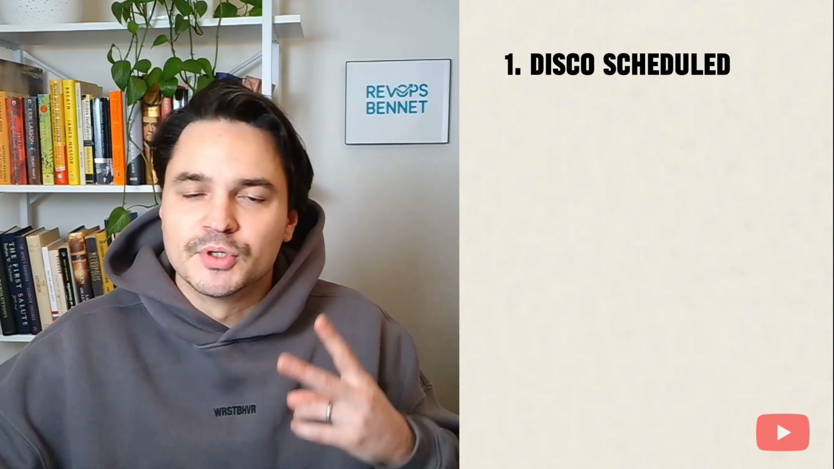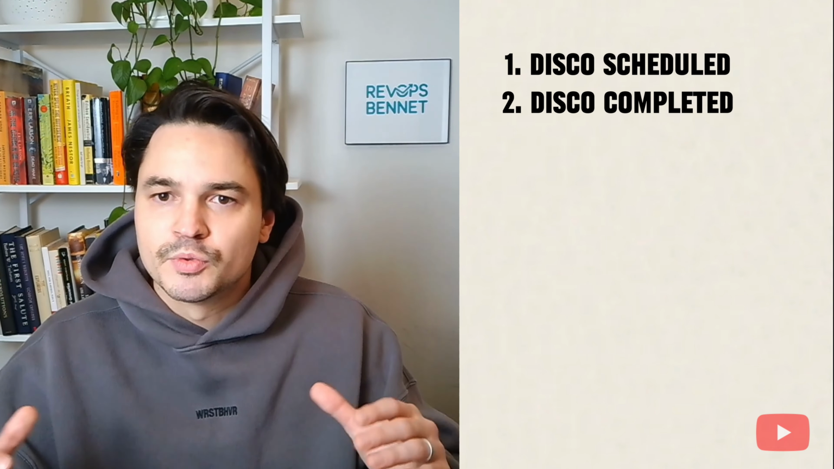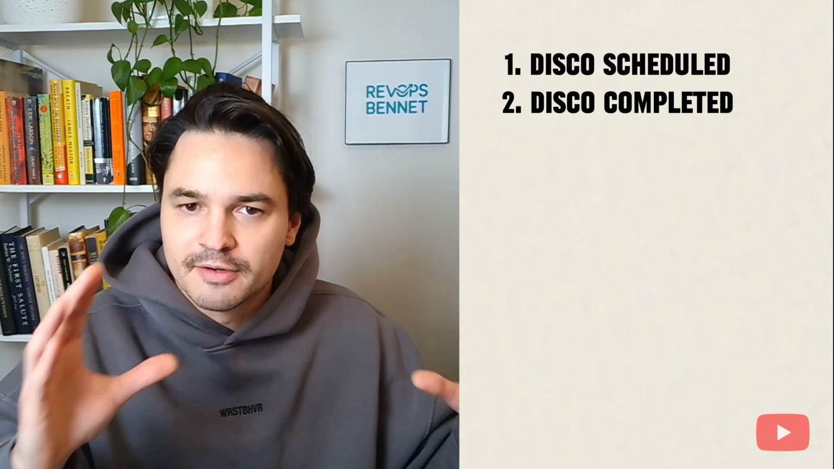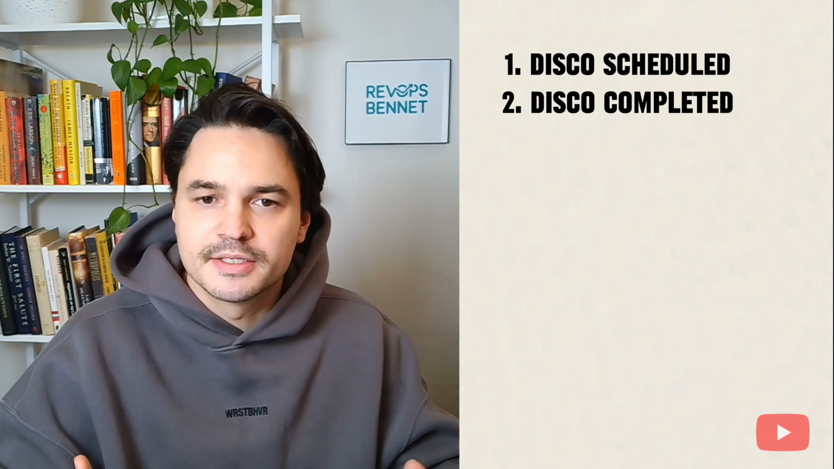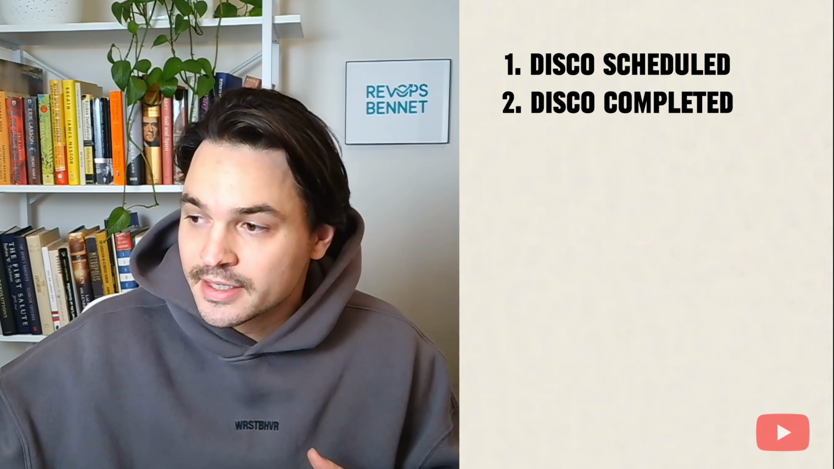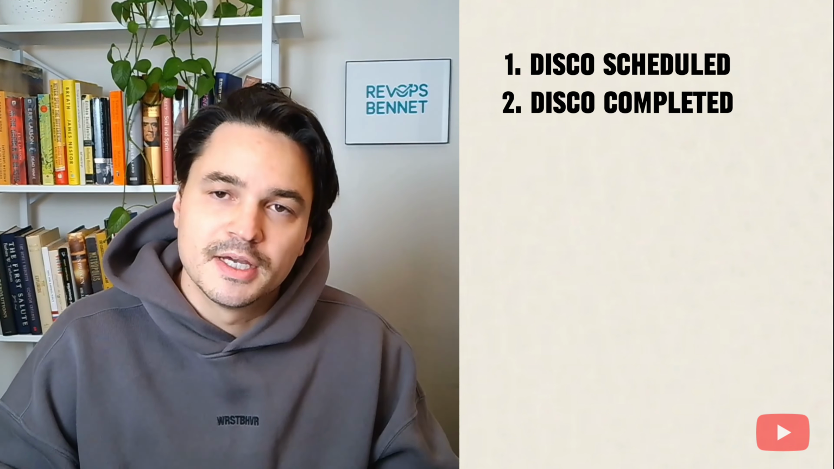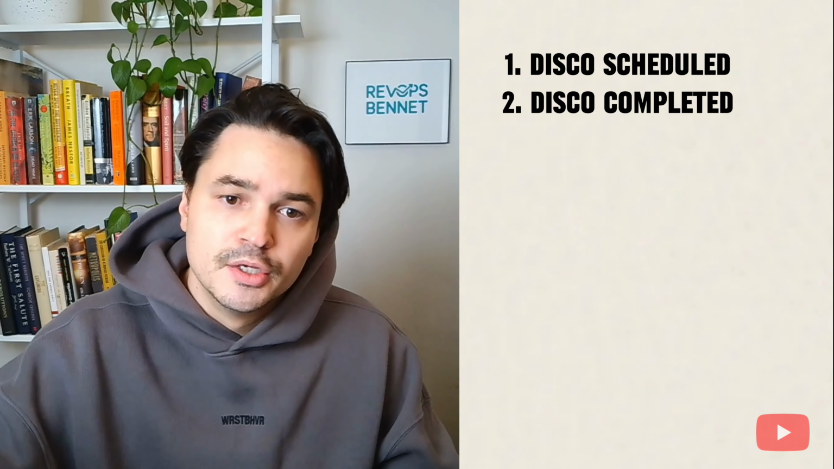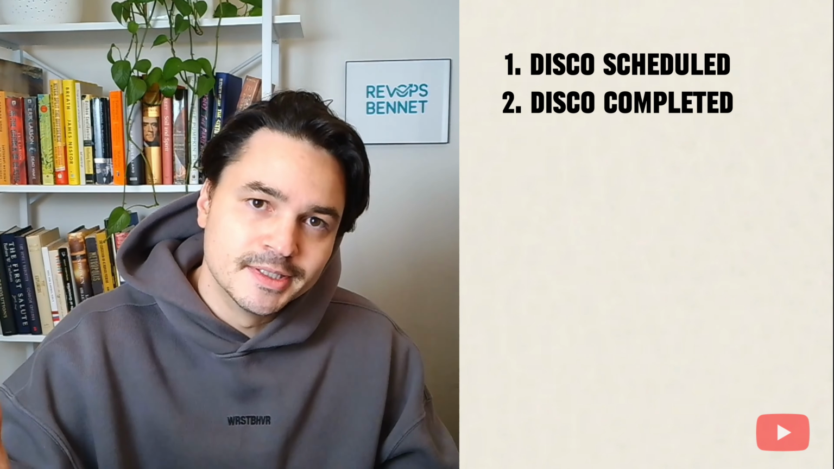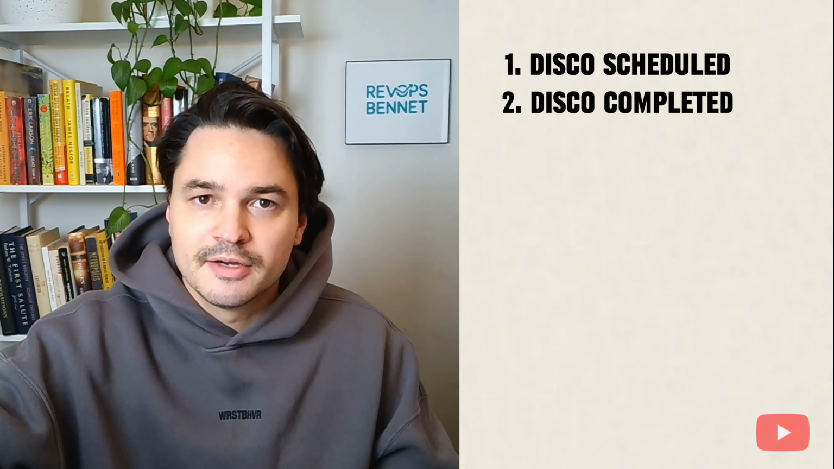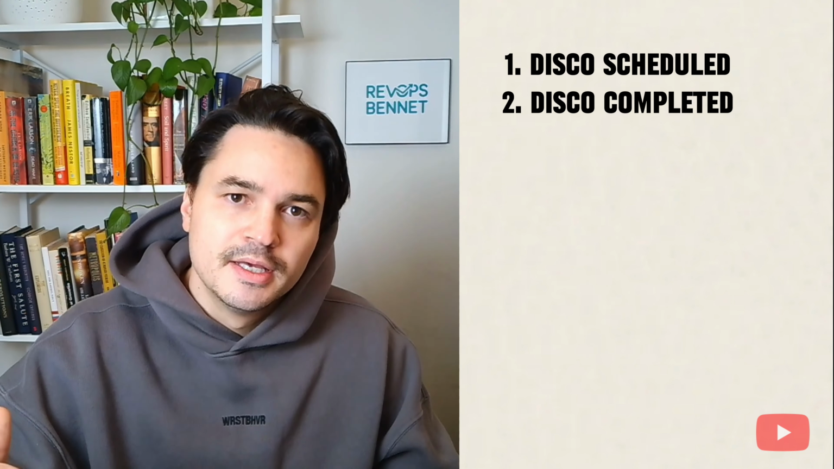First, what I'm going to do is break out discovery in our standard stages into two stages. Number one, discovery scheduled, and number two, discovery completed. So we're not just going to have one stage for overall discovery. We're going to make it very clear to account executives that when the BDR schedules a discovery call, that's stage number one, discovery scheduled. And as soon as that discovery has been held, you move it into stage number two, discovery completed.